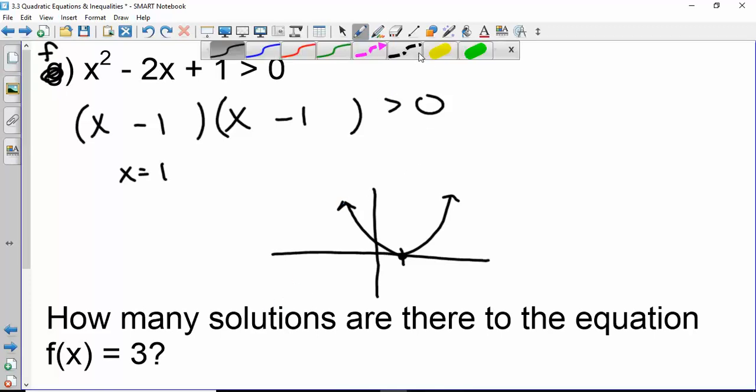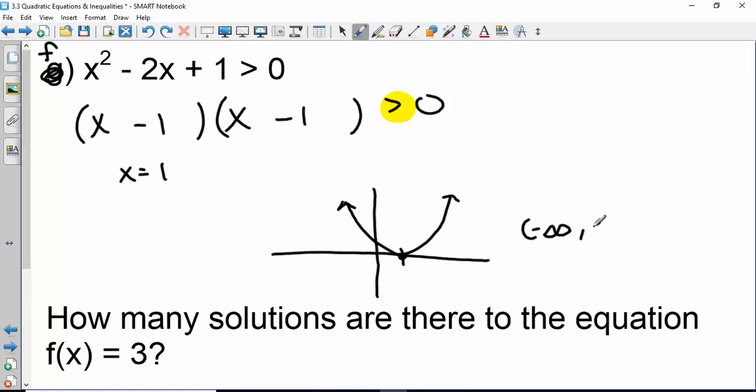So if I want when this thing is greater than 0, not greater than or equal to, just greater than, what would I have to do? Negative infinity to, would be all of this and all of this, but the one thing we can't have is the 1. So you would have to do negative infinity to 1, union 1 to infinity. Because at 1, it equals 0, and I asked when it was greater than 0.